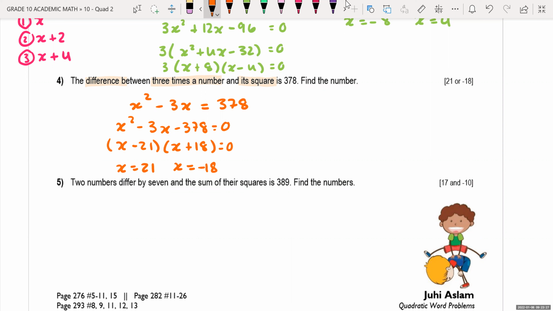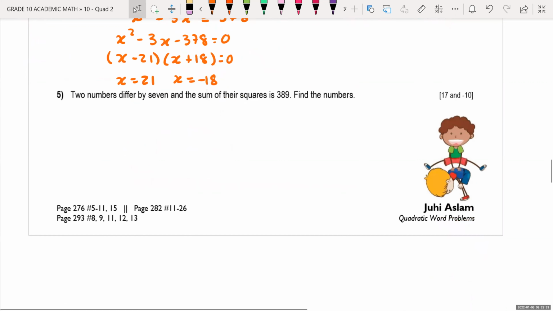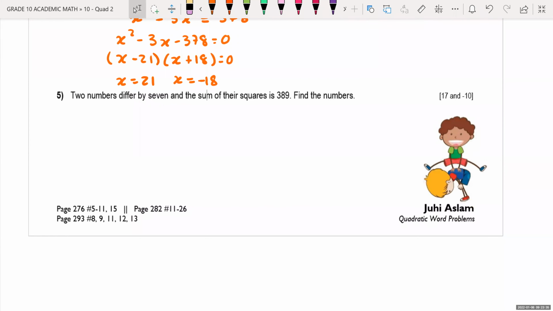All right. Question 5 is what we're going to do. We're going to do all of it. All right, two numbers, so we're talking about two different numbers here, differ by 7, and the sum of their squares is 289. Find the numbers.